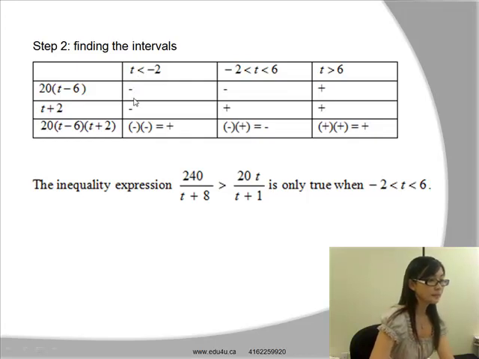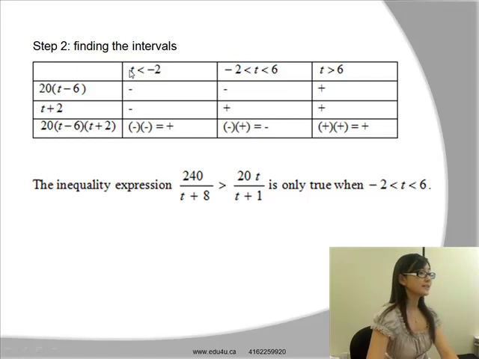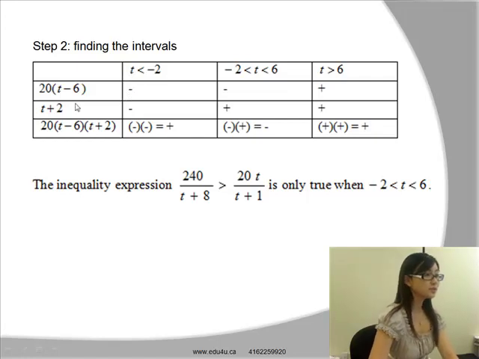So let's look at the interval where t is less than negative 2. We plug any value where t is less than negative 2 back into 20 times (t minus 6), and we get a negative value. We plug any value where t is less than negative 2 into t plus 2, and we also get a negative value. Two negatives make a positive. So this is not good because we want a negative value, not a positive value.